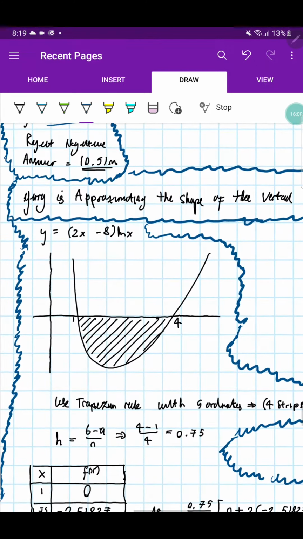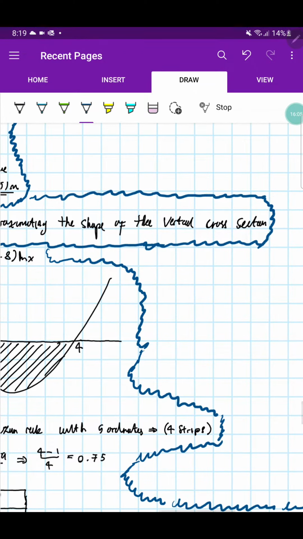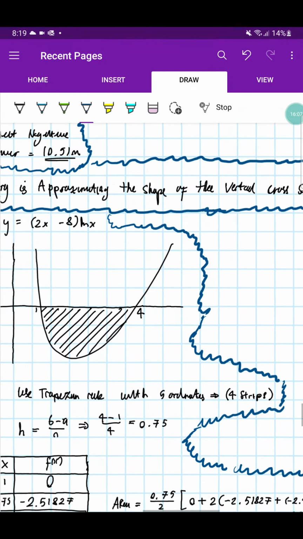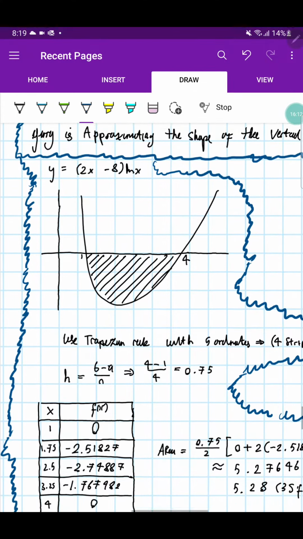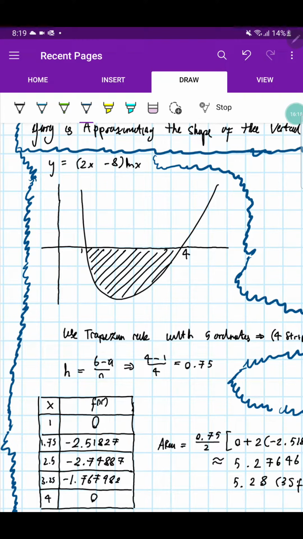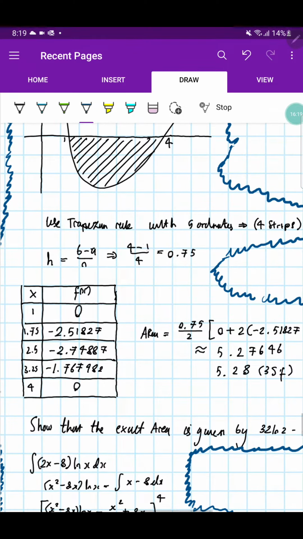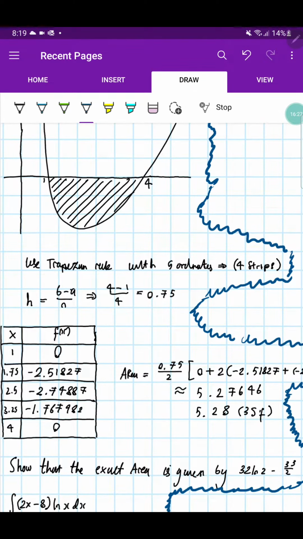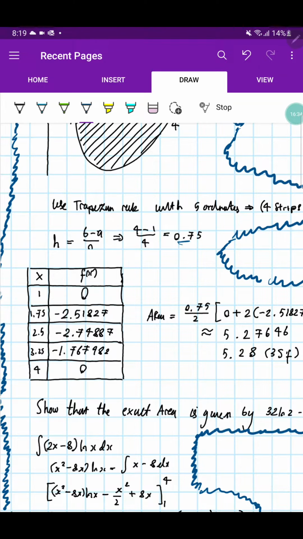Now, for the limitation, we know that Gary is approximating the shape of the vertical cross section. That's the limitation they've used. Now with this one, it's going to be the trapezium rule. So it's going to be y equals 2x minus 8 ln x. So we substitute all the values in. We know h is 0.75 by doing b minus a divided by the number of strips. We know that in the question it told us to use 5 ordinates, so the strips is going to be 4. That's why we got 0.75.